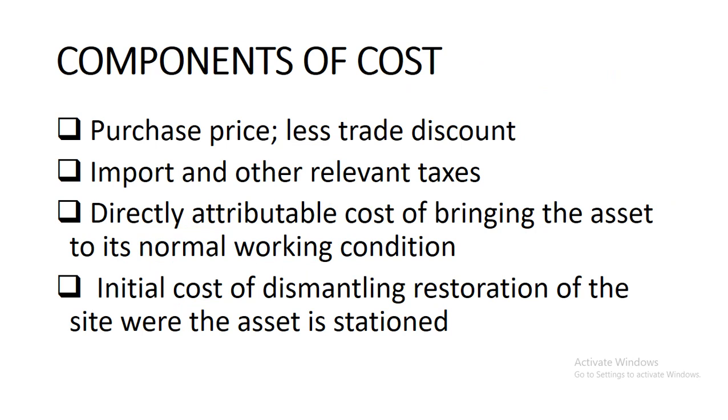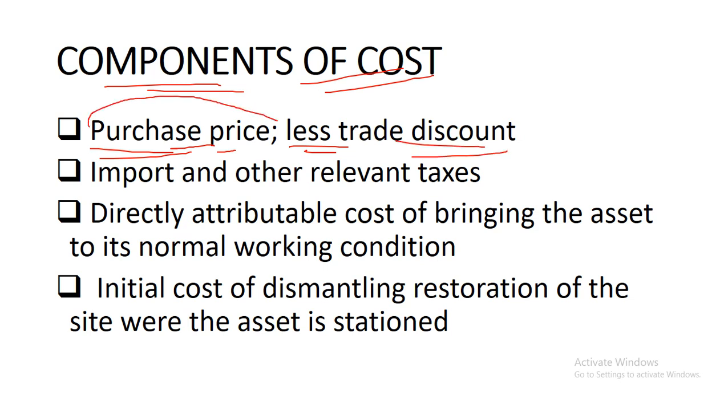So now, how do we calculate the cost? There are these components of cost. One, we've got the purchase price. How much do we pay for the asset? Then we deduct any trade discount, if we receive any discount. So the purchase price, less any trade discount. Then import and other relevant taxes. If we pay any import taxes and other relevant taxes, those are supposed to be included as part of the cost. So we add them to the purchase price.